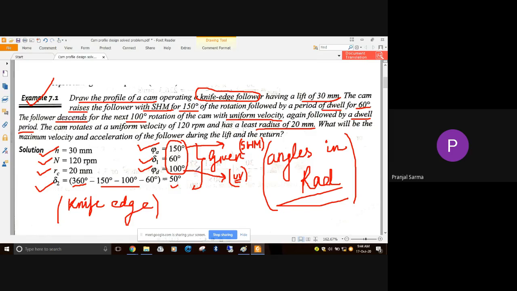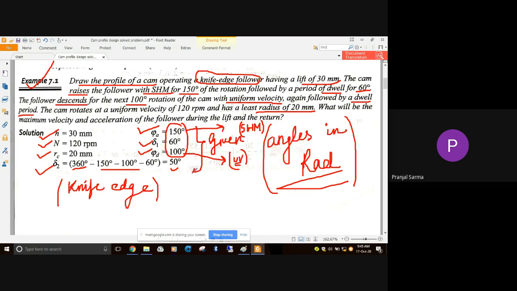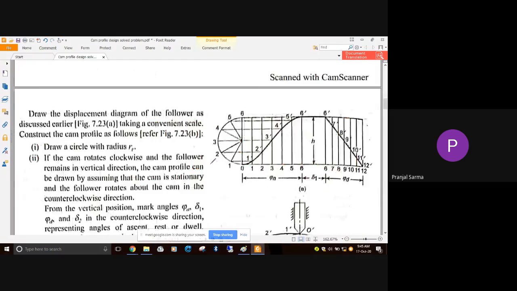So next, our scheme is we already know that. After that, what are the main steps involved? First, we should be able to draw the displacement diagram properly for this case. Next, by taking some corresponding values from the displacement diagram, we should be able to draw the cam profile. So those are the main two steps. Now we will come to how to draw the displacement diagram in this particular case.